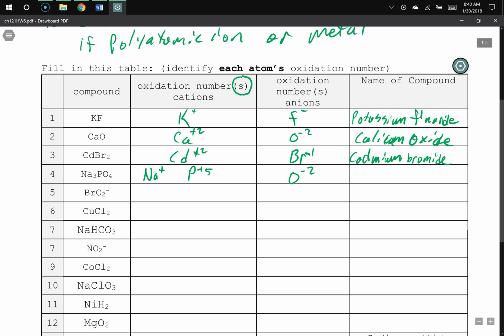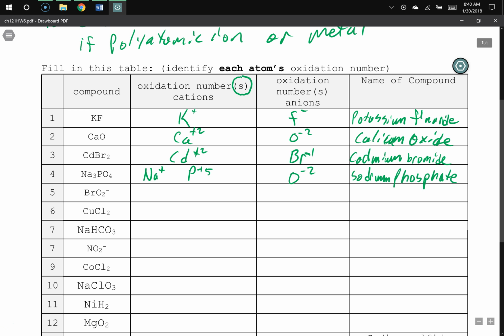Name? Sodium phosphate. So remember, if you're required to go the other direction, you get the name sodium phosphate, and you need to come up with Na3PO4. The way you do that is knowing that the phosphate's charge is a -3 and the sodium's can only be a +1, so you need 3 of those. Okay, next one.